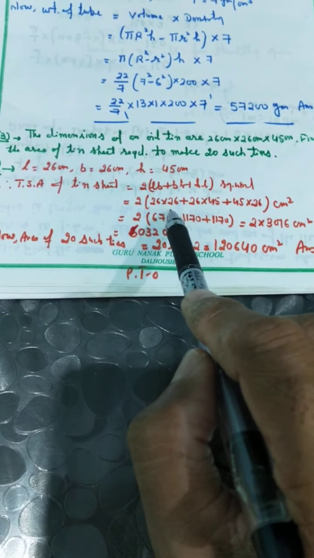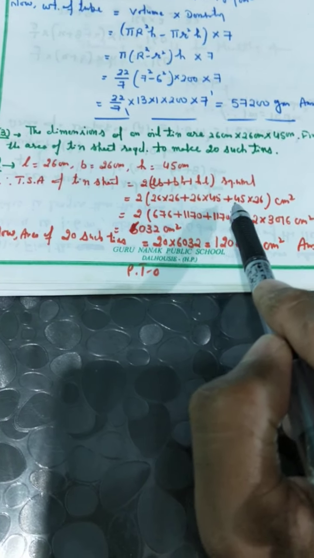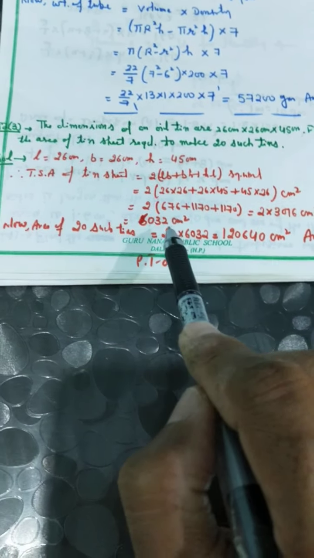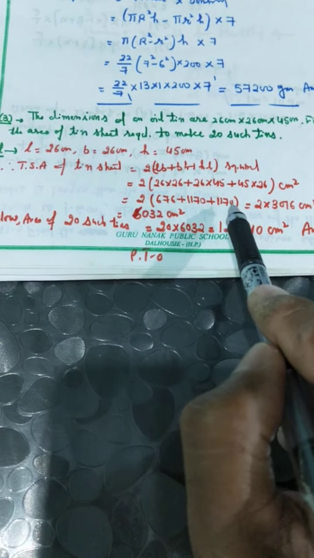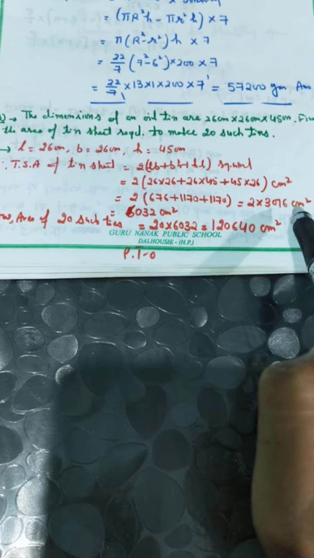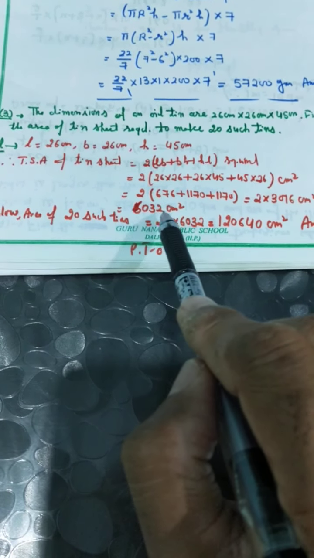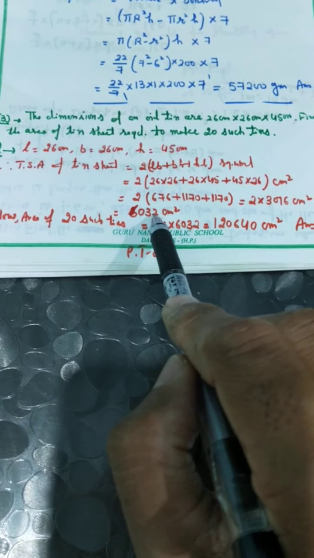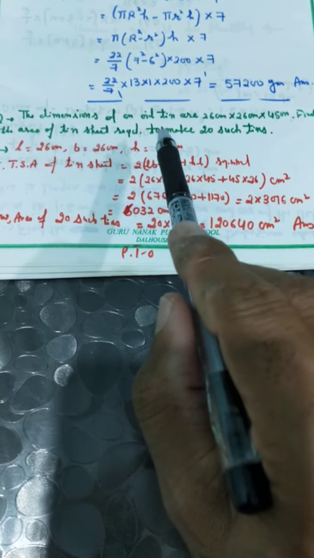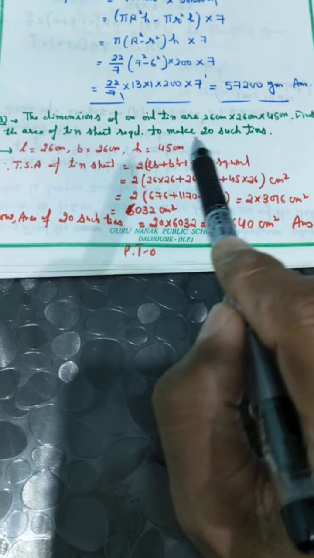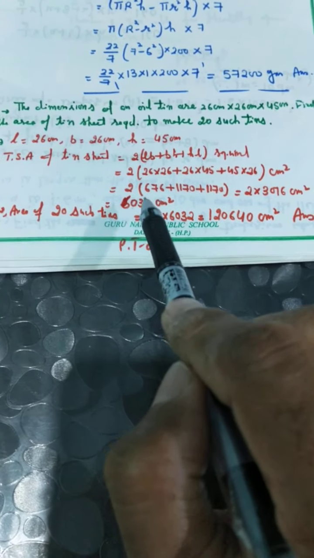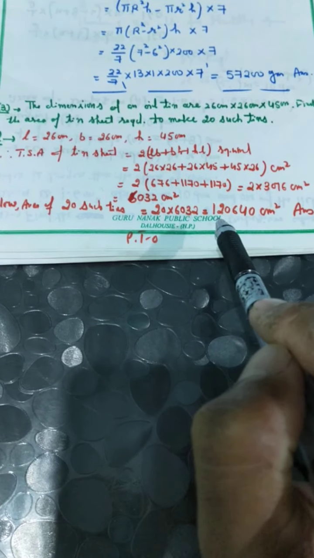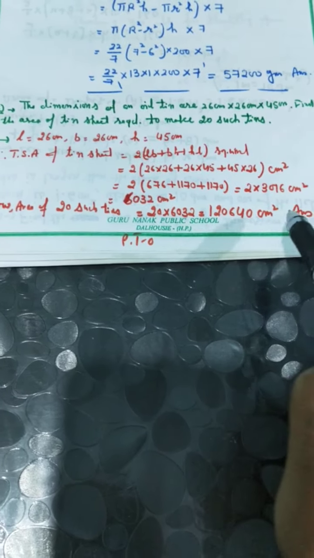2 into (26 into 26 plus 26 into 45 plus 45 into 26) square centimeter, which is 2 into (676 plus 1170 plus 1170), equal to 2 into 3016 square centimeter, equal to 6032 square centimeter. This is the total surface area of one tin sheet. Now we can find the surface area of 20 such tins. We multiply the area of one tin sheet by 20. It is equal to 1,20,640 square centimeter.